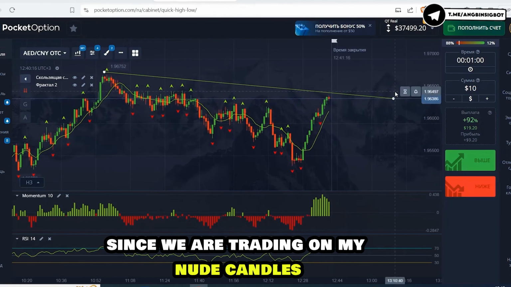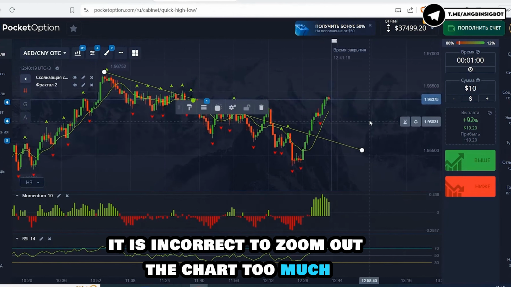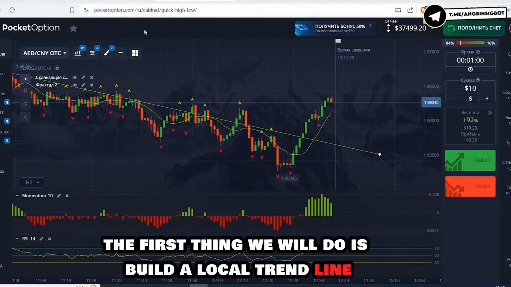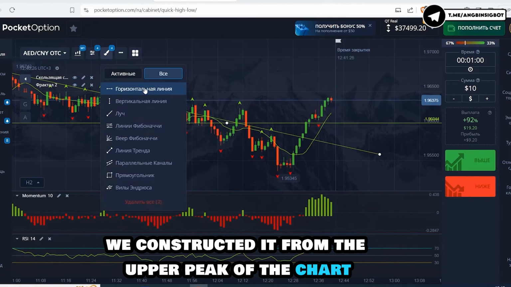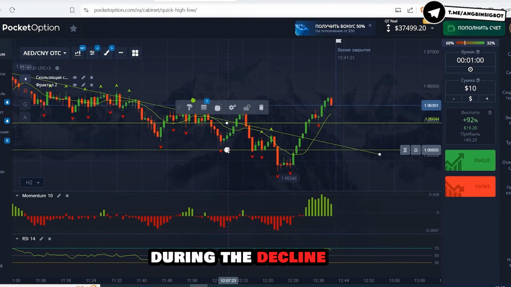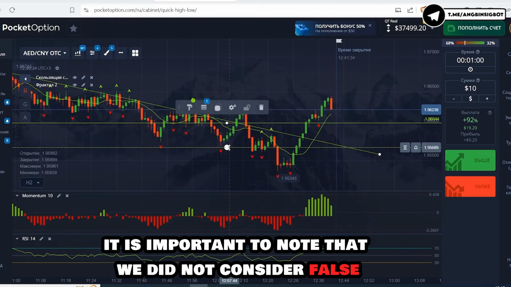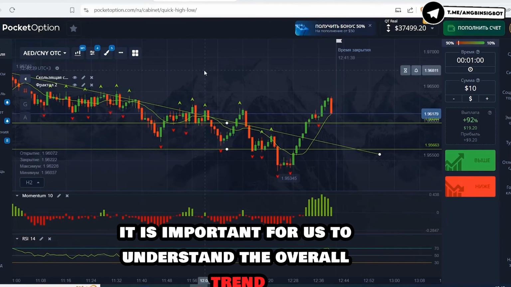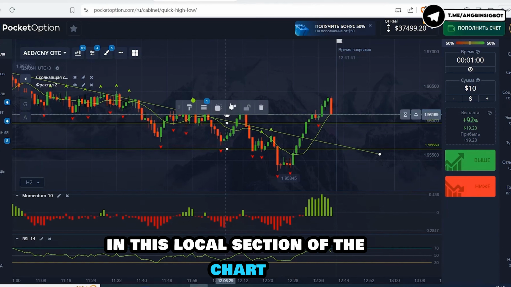Since we are trading on minute candles, it is incorrect to zoom out the chart too much. The first thing we will do is build a local trend line. We constructed it from the upper peak of the chart and through the points where it touches this line during the decline. It is important to note that we did not consider false breakouts of this line. It is important for us to understand the overall trend in this local section of the chart.